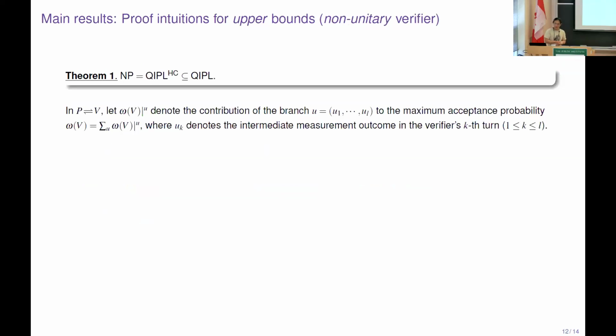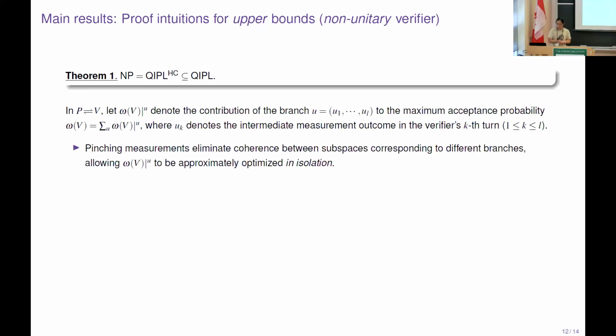But if we're talking about the non-unitary verifier case, then things get a bit more complex. Here, in particular, we define something called omega-V-U, which denotes the contribution of some particular measurement outcome branch. This U is just the union of all the intermediate measurement outcomes in each verifier action. This notion is just the contribution of such a branch to the maximum acceptance probability, denoted by omega-V.